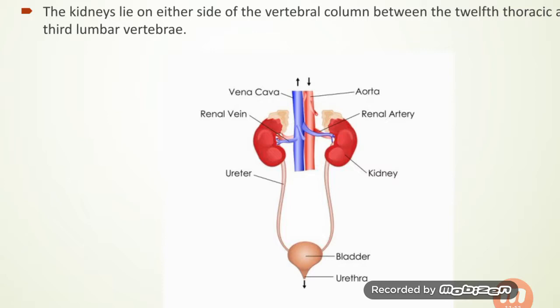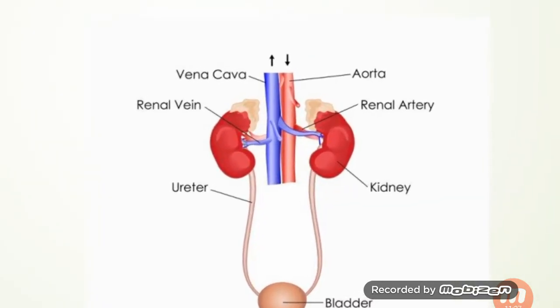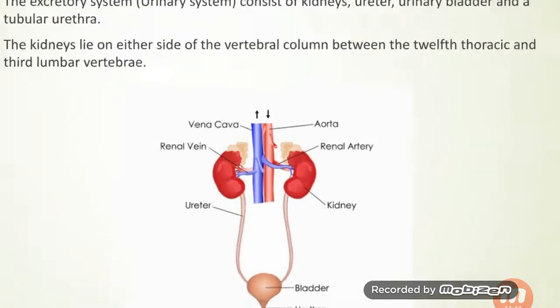So the ureters, which are long tubes measuring 25 centimeter in length, begin from the funnel shaped renal pelvis. The renal pelvis is not very clear in the diagram, but the ureters extend out from the funnel shaped structures called the renal pelvis, out from the concave sides of the kidneys.